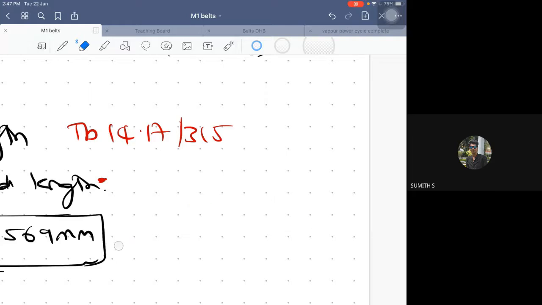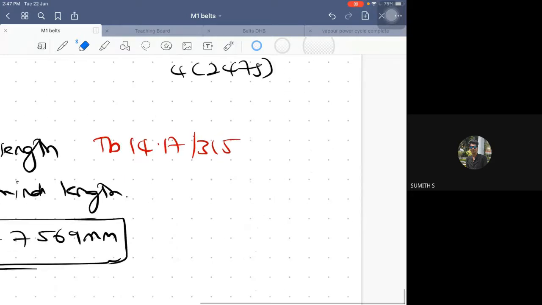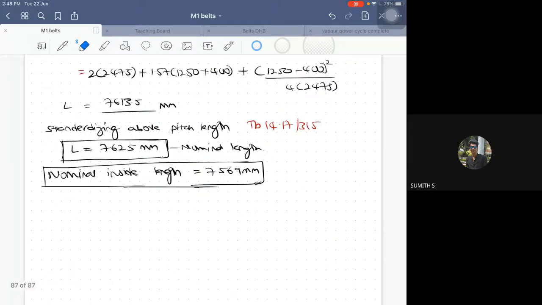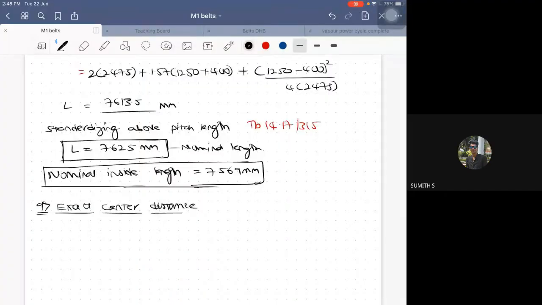If you get it, it's well and fine. If you don't get it, it's still well. Nominal inside length is 7569. Next, you calculate the exact center distance in the next step. Step number 9: exact center distance. That is given by C equals A plus square root of A square minus B.